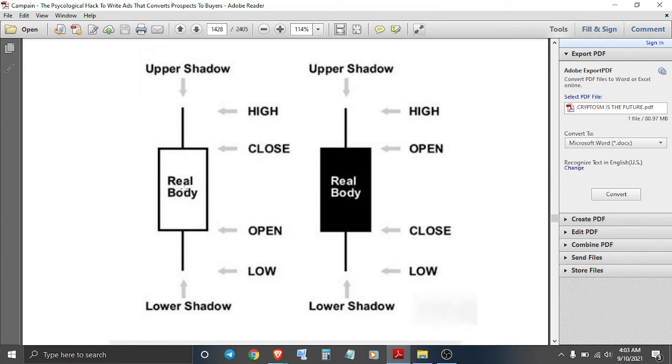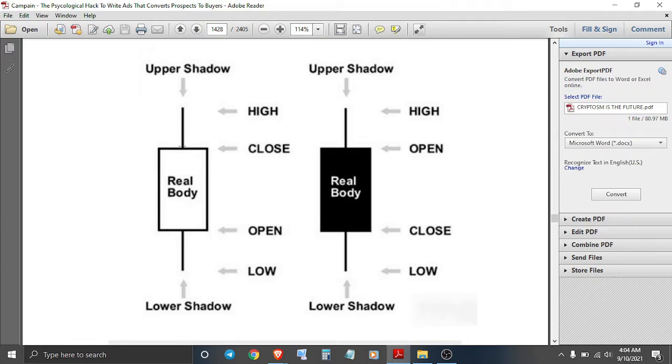Now this is the body of the candle. This is the closing of the candle. This is a bullish candlestick, by the way. So this is the close of the candle. This is where the candle opened. This is the lowest point of the candle.